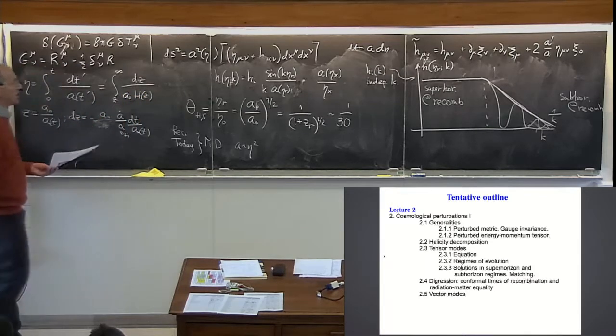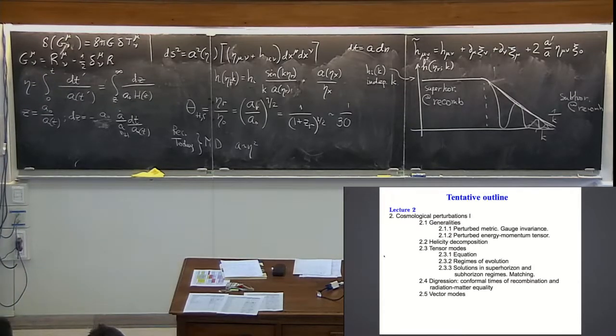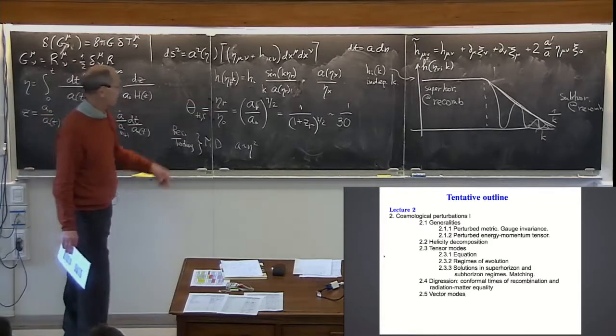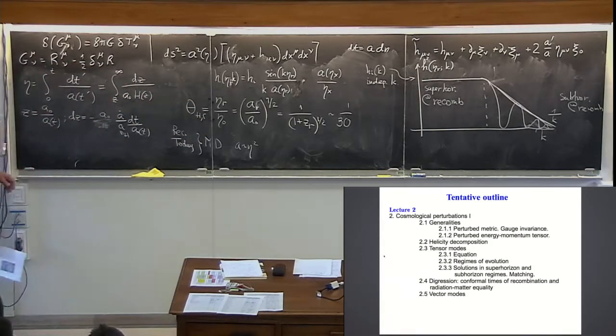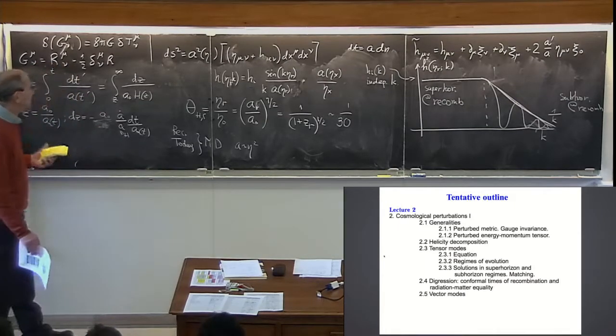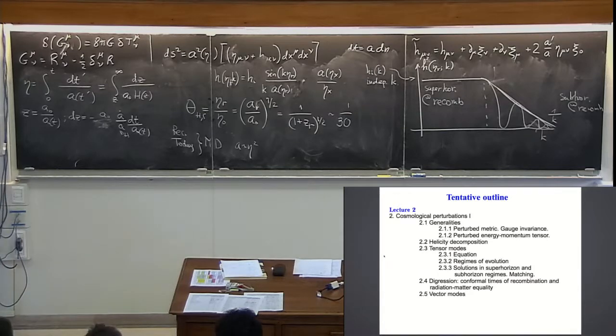And of course, a naught is an arbitrary number, the present value of the scale factor. You can set it equal to 1, but it cancels out in ratios, right? In this ratio of angular scales, that determines the angular scale. So the scale factor itself is not quite physical, but ratios of the conformal times is a physical quantity.